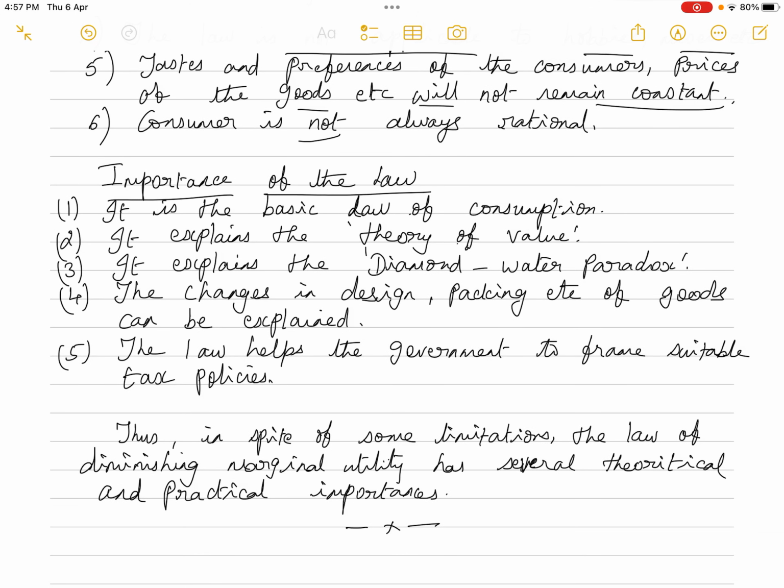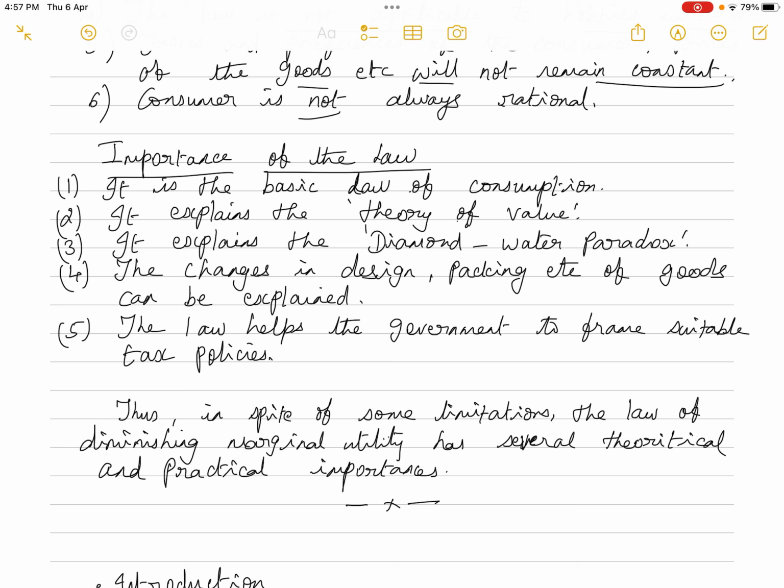Now moving on to the importance of the law. First importance, it is the basic law of consumption. This is the first law of consumption. There is also another name for the law of diminishing marginal utility: Gossen's first law of consumption. So the very first law of consumption is the law of diminishing marginal utility. All the other laws of consumption, the law of equimarginal utility, the law of demand, they all are based on the law of diminishing marginal utility. So that's why it is the basic law of consumption.